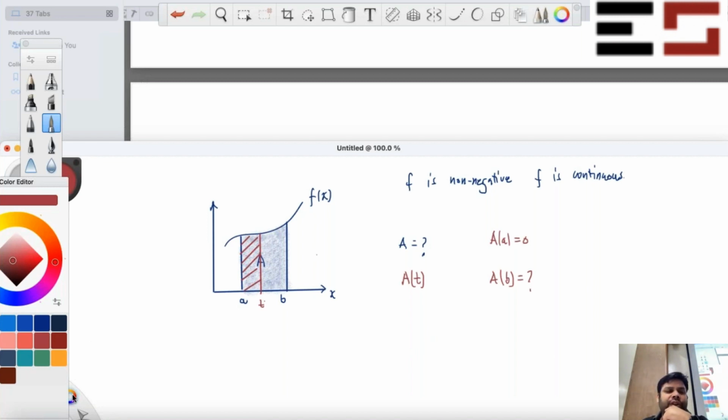Now, what I can do is, let me consider another point, T plus H. Okay, so H is, let's say, some positive number, some small number. Remember, we used to take H tends to 0. H is some positive number. So this is T plus H. Is that okay? Fine.